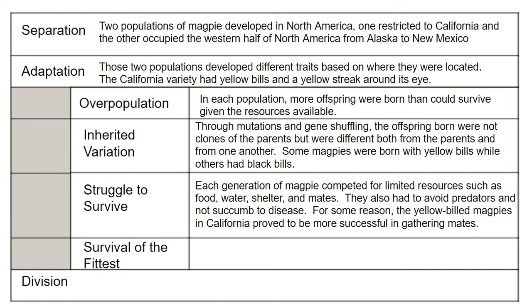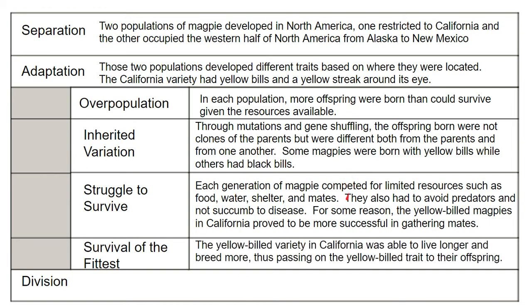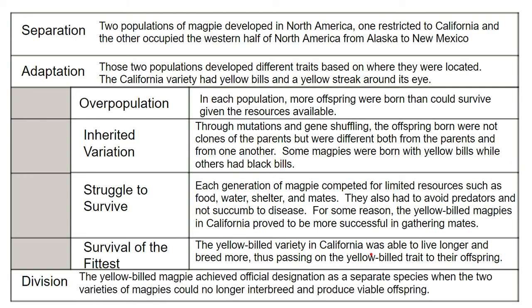It could just be some sexual selection where the yellow-billed magpies in California proved to be more successful in gathering mates based on that area and the female's choice in that area. So the yellow-billed variety in California was able to live longer and breed more and passed on yellow-billed traits to their offspring. The yellow-billed magpie achieved designation as a separate species when they could no longer interbreed and produce viable offspring with the black-billed magpies.